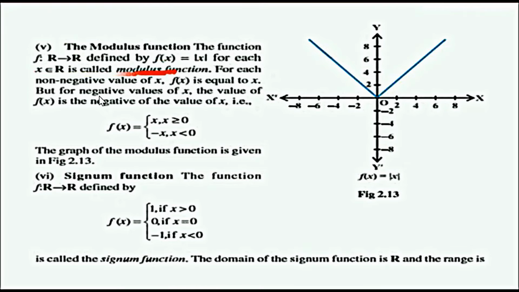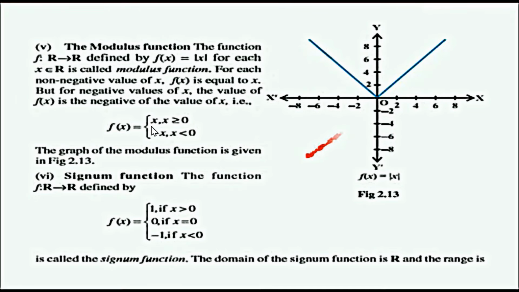And see, this modulus function is compared with y equal to x. You have seen the identity function. What about this? What is happening here? The modulus function, the y equal to x or the identity function was something like this. The straight line was the representation.